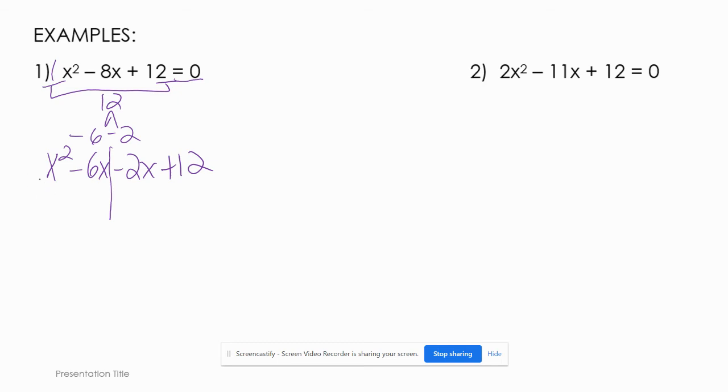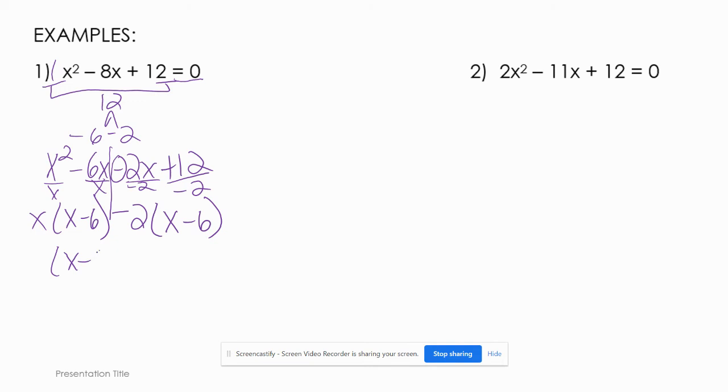Our common factor on the left side is x. Remember, that means we're dividing by x, and we're left with x minus 6. Bring down the minus there. Our GCF on the right side with 2x and 12 is 2. Remember, it's -2 because of the negative in front, which is going to change our signs, and we have x minus 6. So our factored form, we have x minus 6 times x minus 2.